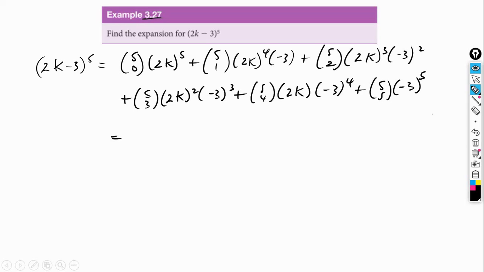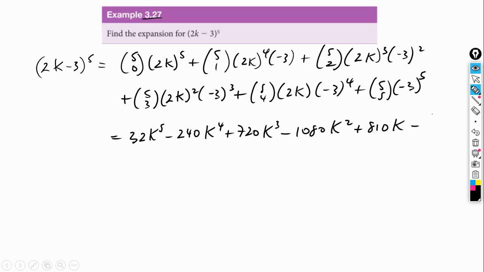So you can use your calculator as I showed you just before, and you're going to get here 32k to the 5 minus 240k to the 4 plus 720k to the 3 minus 1080k squared plus 810k minus 243.